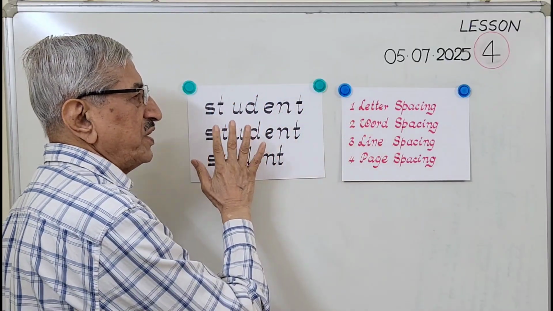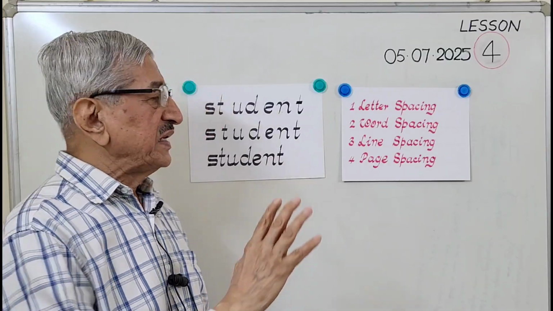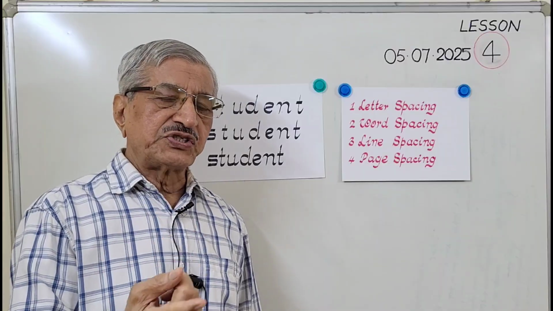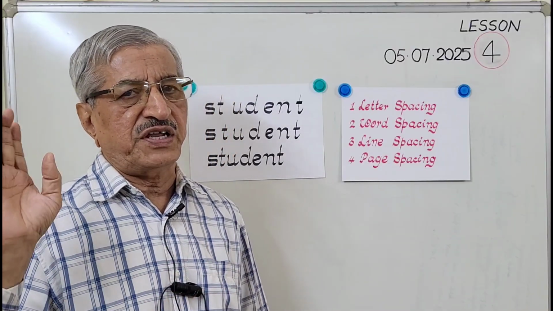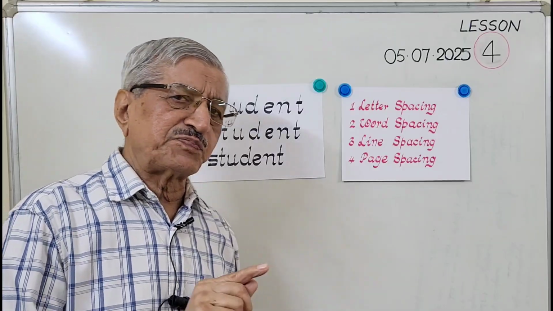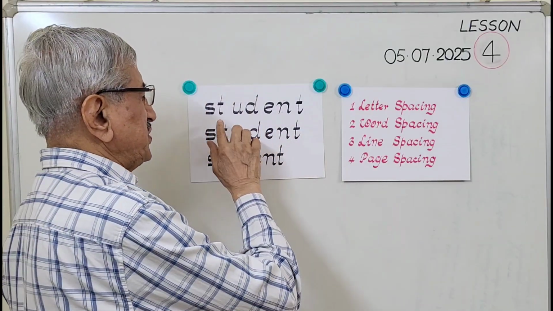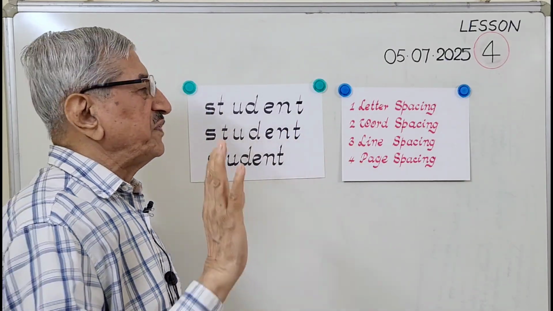Here one word is written, student. Now let me clarify, this doesn't apply only to English. It applies to all the languages, Kannada, Hindi, Sanskrit, whatever the language be. Irrespective of language, this rule holds good. So this is a 7-letter word, student, 7 letters.